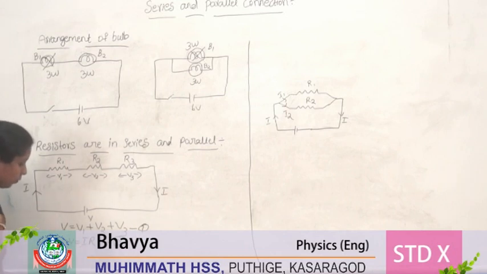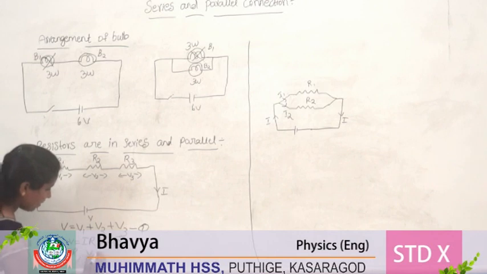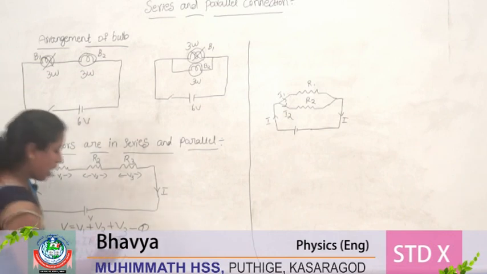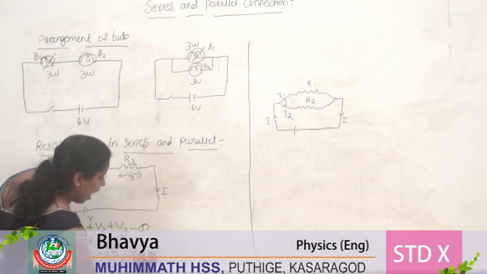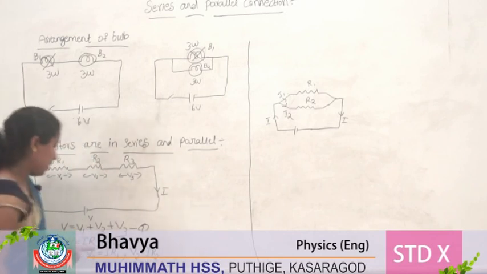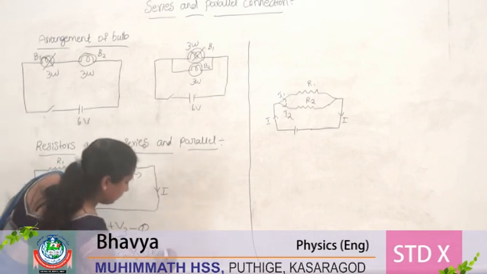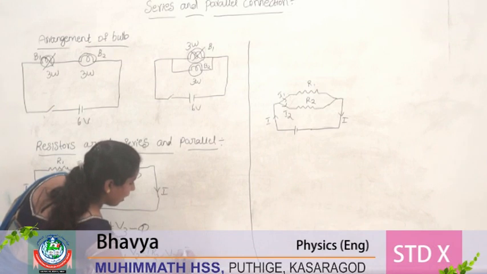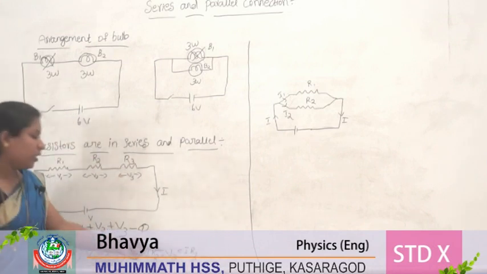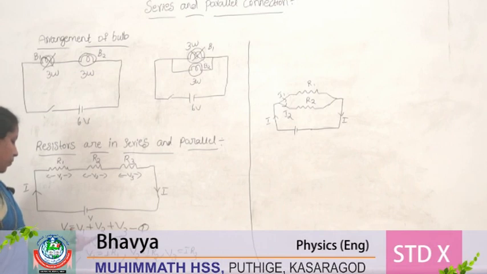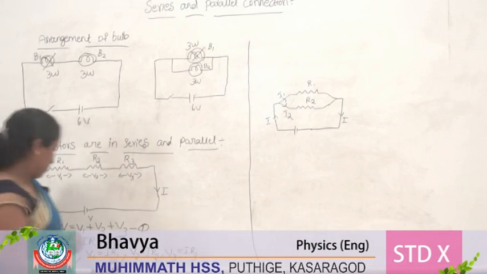So V is equal to IR. V1 is equal to IR1. V2 is equal to IR2. V3 is equal to IR3. So all these values you substitute in equation 1: V is equal to V1 plus V2 plus V3.